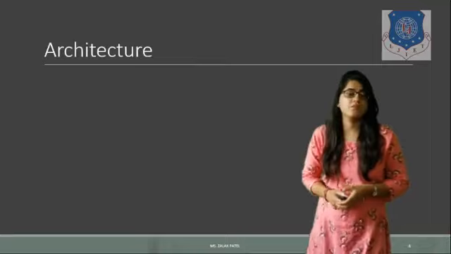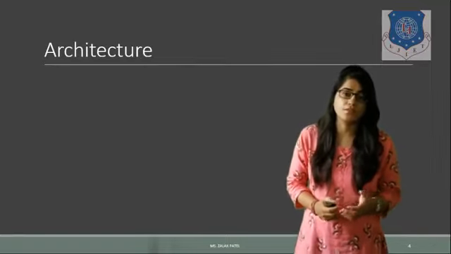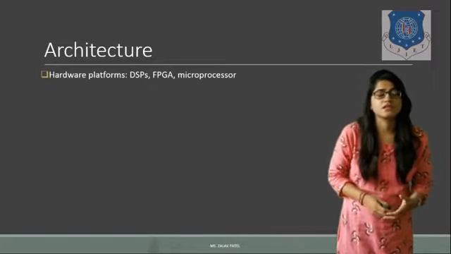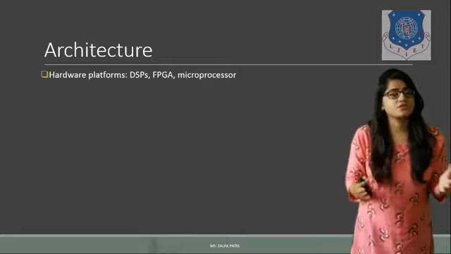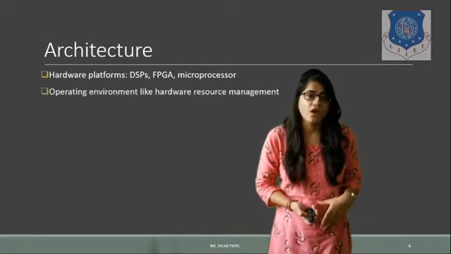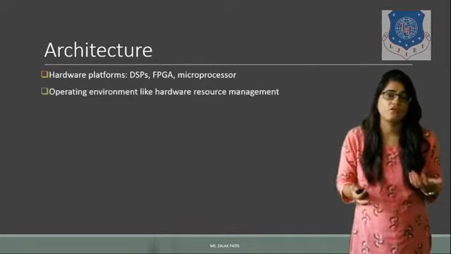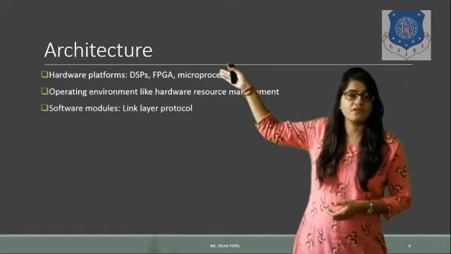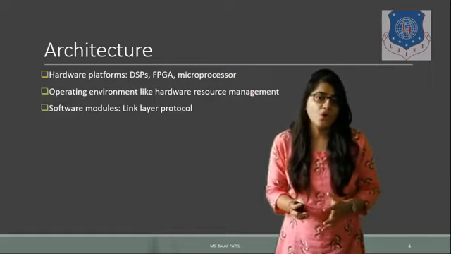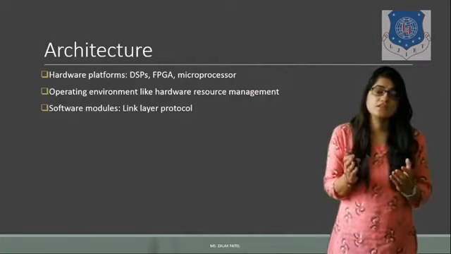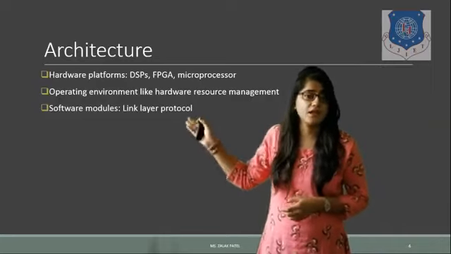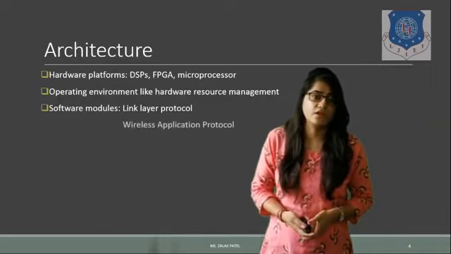Now let's see the architecture, which type of architecture is generally preferred in the case of software defined radio. The digital signal processor, field programmable gate array and microprocessor are the hardware platforms on which we can implement this software defined radio, and the operating environment handles resource management of this hardware platform, that is the DSP, FPGA or processor. If we talk about the OSI model, then this type of architecture is applicable on the second layer of the OSI model, that is the link layer protocol for the software defined radio.